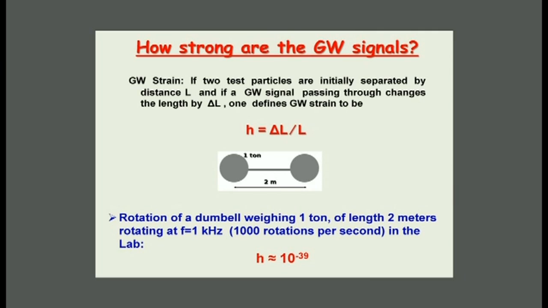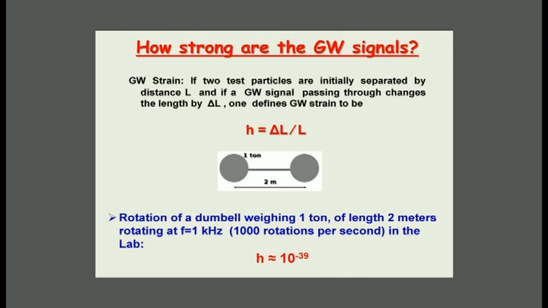What will be the path change? Whether it will be 1 centimeter, 1 meter, or what? So to do that, we introduce a quantity called gravity wave strain. So if you have two particles which are separated by distance L, if they are squeezed by an amount delta L, take the ratio of delta L by L. By definition this is a strain. So depending on what the strain is, you can say that is the strength of the gravitational wave. So the measure of the effect of gravitational wave is really the strain which it induces.